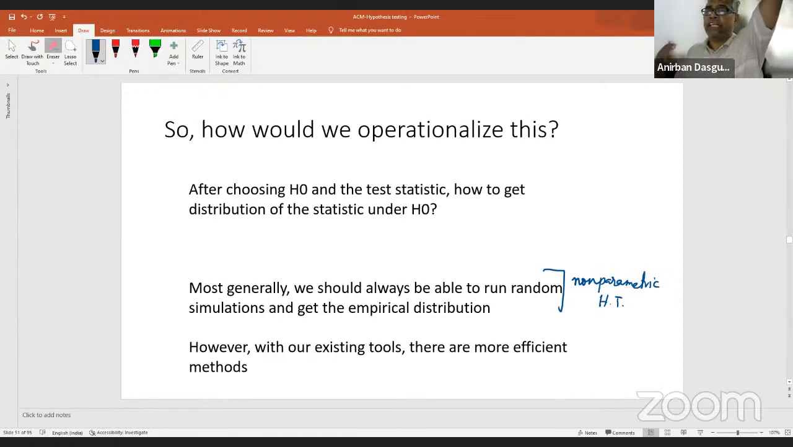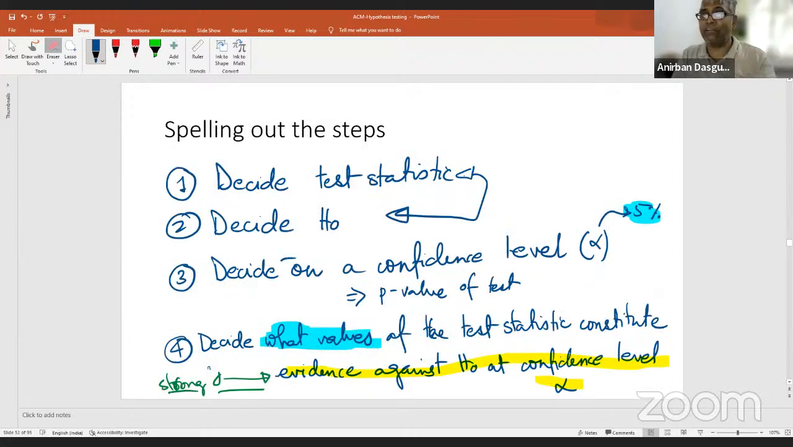So to operationalize this, again, after choosing the null hypothesis and the test statistic, how do we get the distribution? In general, run simulations. Feel free to run simulations. With our existing tools, there are more efficient methods. That is exactly why we did the central limit theorem.